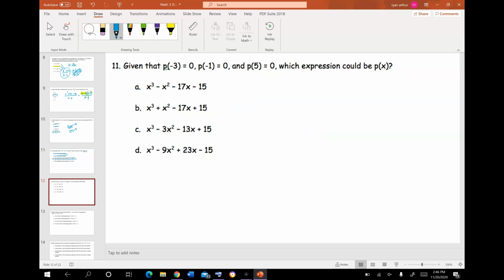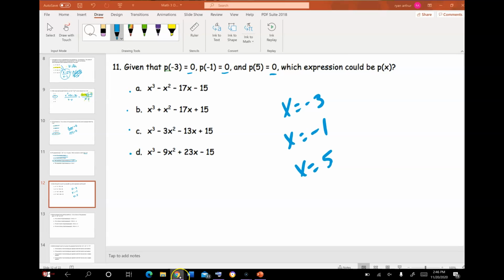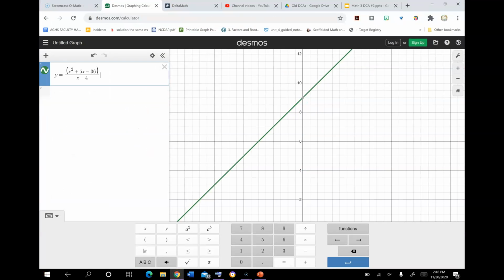Okay? All right. We've done one like this too. Okay? Remember, this is where it crosses the x-axis. So I need to figure out which one of these crosses the x-axis at -3, at -1, and at 5. So I need to figure out which one of these graphs crosses at those numbers. So we go back to Desmos, and I want to type each one in and see who crosses at what I needed to cross at.